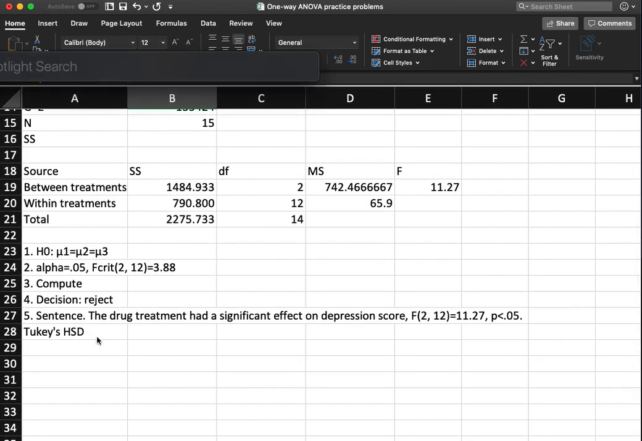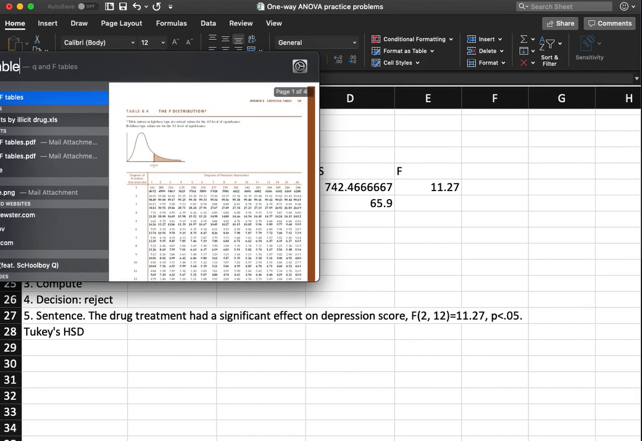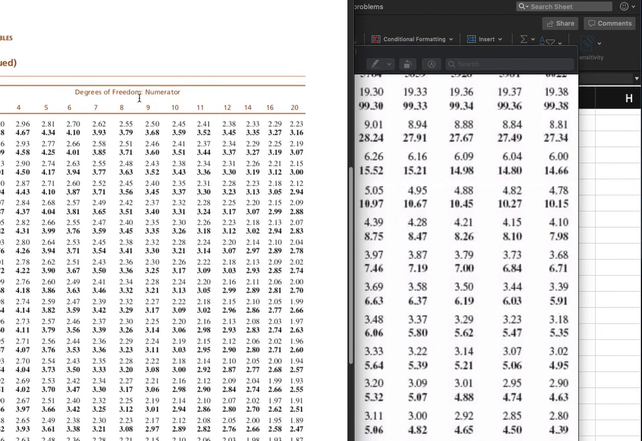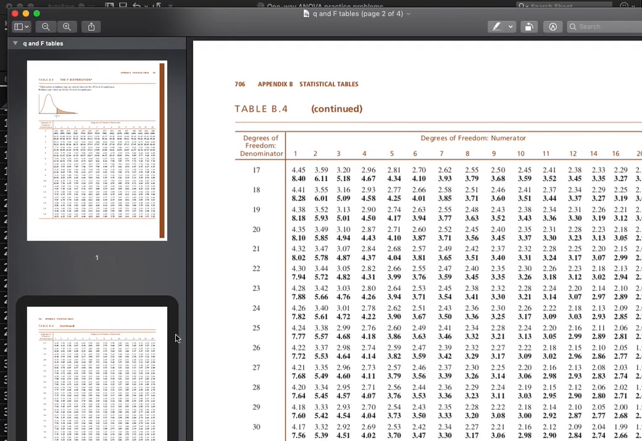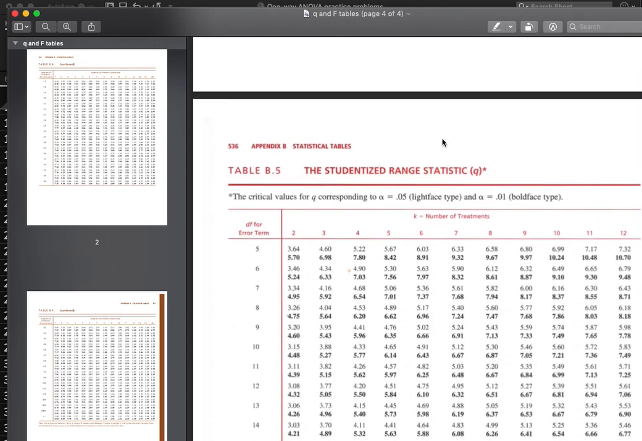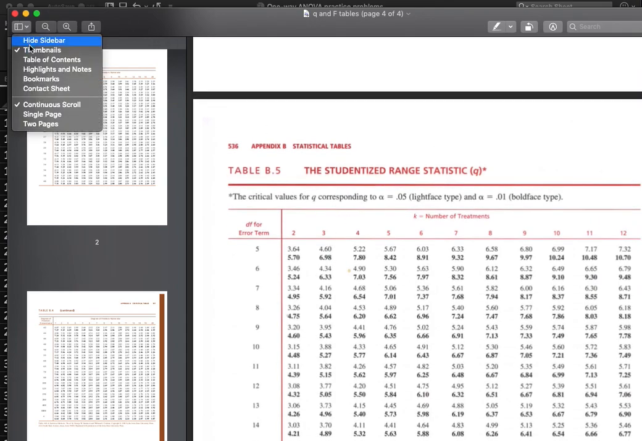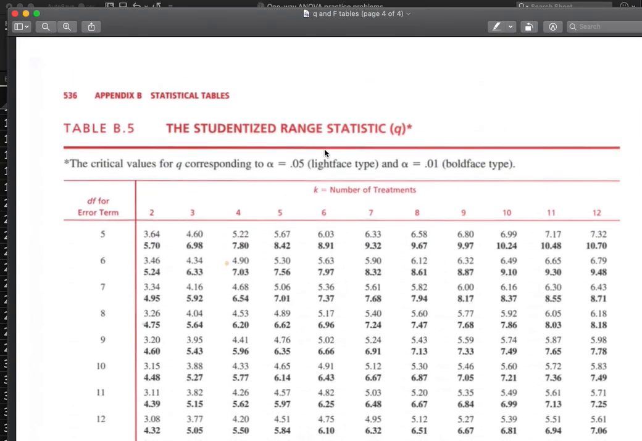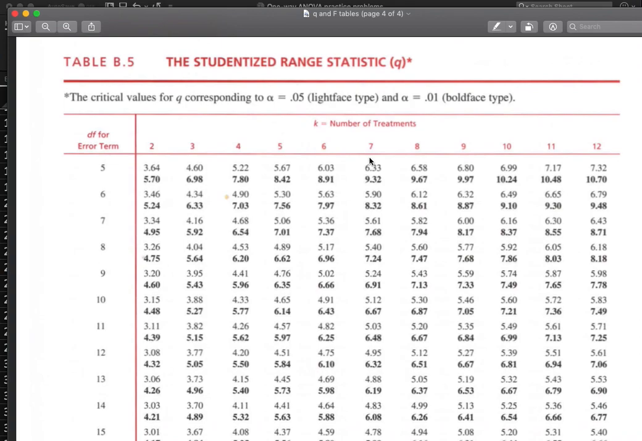But what's Q? Well, we need to look up Q in the Q table. I've attached a Q table to this F table. The Q table is a little bit different. Q is called the studentized range statistic. And you look it up kind of like you look up critical values for F, but it's not exactly the same. The columns here are not degrees of freedom between treatments. It's the number of treatments you have. So don't get confused when you're looking up Q's and F's. We have 3 treatments, so we're going to be looking in this column.